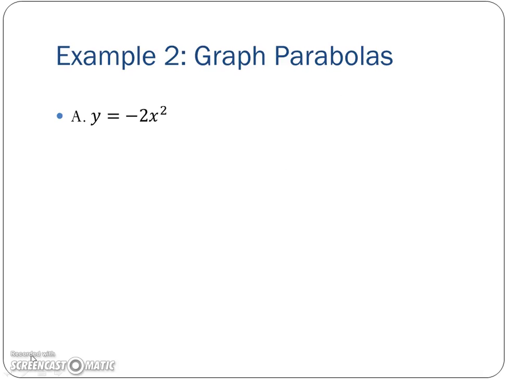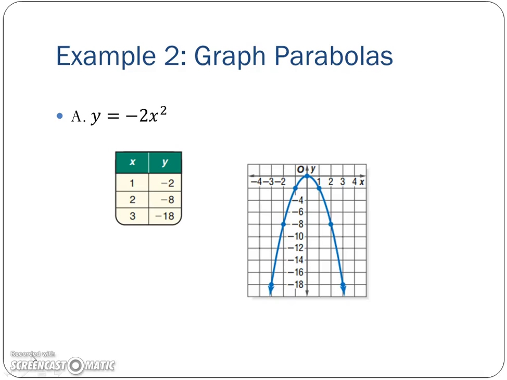Next, we're going to graph parabolas. We have y equals negative 2x squared. For this equation, h is 0 and k is 0, so our vertex is at the origin. Since the equation of the axis of symmetry is x equals 0, we're going to substitute some small positive integers in and create a table. Let's substitute in 1, 2, and 3. We should get negative 2, negative 8, and negative 18. Since the graph is symmetric about the y-axis, the points negative 1, negative 2, negative 2, negative 8, and negative 3, negative 18 are also on the parabola. We're going to use all these points to make this graph.